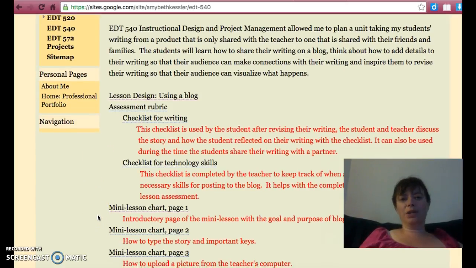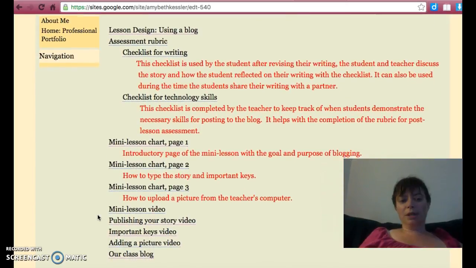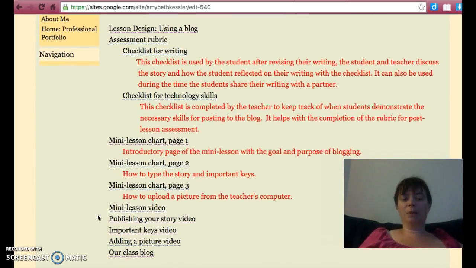Then there are all of the charts that I will be using for teaching the lesson the first time, and then I'll put them up each time we work on the blog again. Since there are videos, the charts have links so that the students can access the videos if they are unsure of what to do next. So we have a video of an example of how my mini lesson would go, a video of how to publish the story that will be for the students, and important keys that they need to know in order to write a sentence correctly: you need to have uppercase letters, spaces, and punctuation.